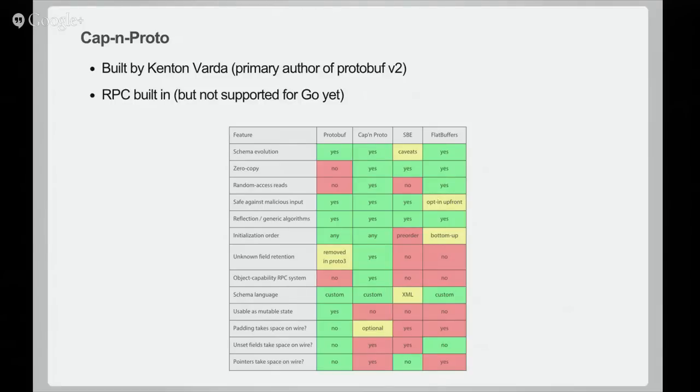So Cap-n-proto does pretty well, obviously. But also you see that protobufs are pretty good as well. SBE is not available in Go at this stage, and Flatbuffers obviously is, but is relatively new.